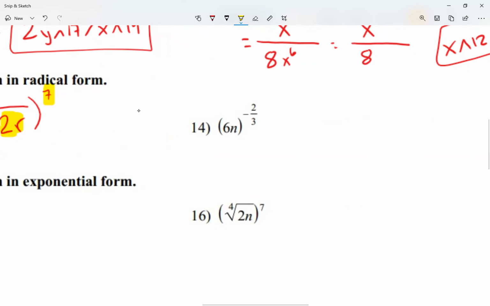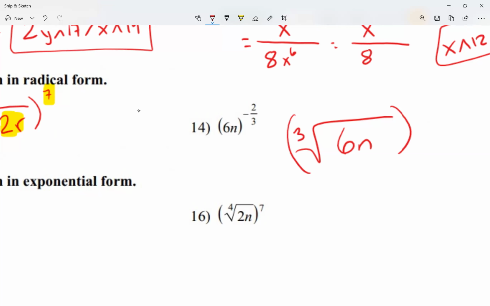I'm going to write my radical symbol. Inside the radical symbol, I have a 6n because that's what I have inside the parentheses. My root is going to be a 3. And right now, my exponent is a 2.